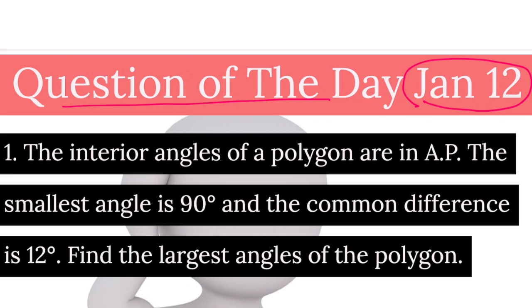Question is in front of you. I would say please pause the video, read the question and solve it, if you have not solved it. In this question, angles of a polygon are in AP, the smallest angle is 90, the common difference is 12, then we need to find the largest angle of the polygon. We need to find exactly this. So let's solve this question.